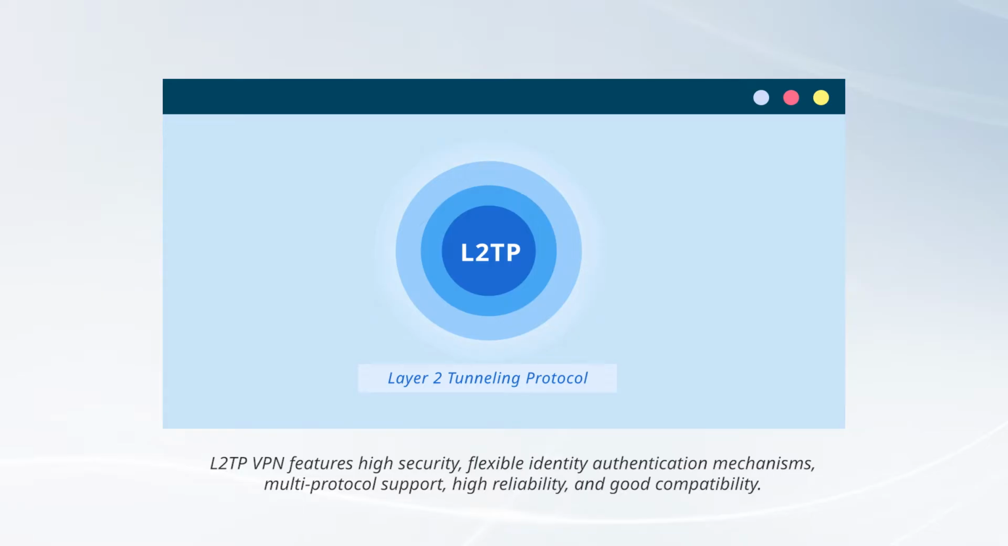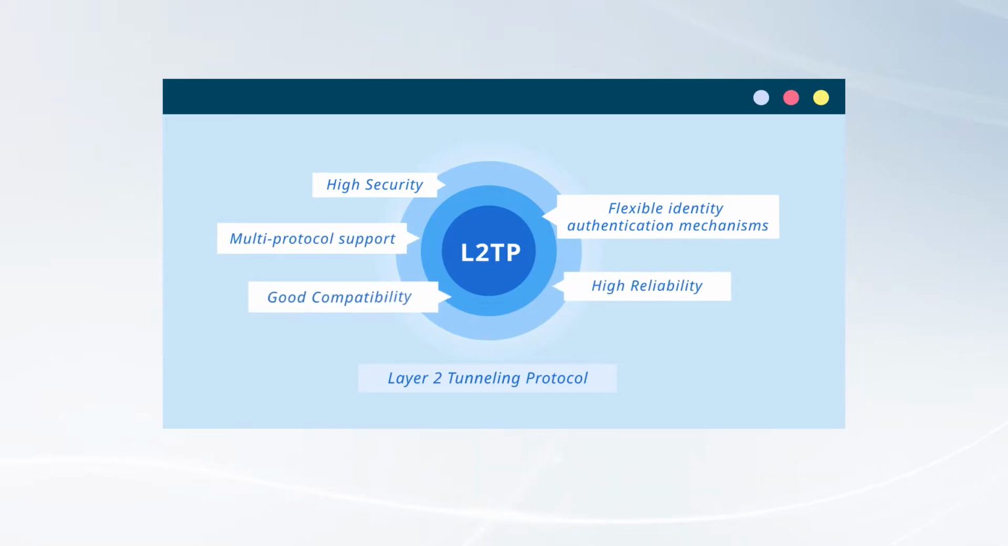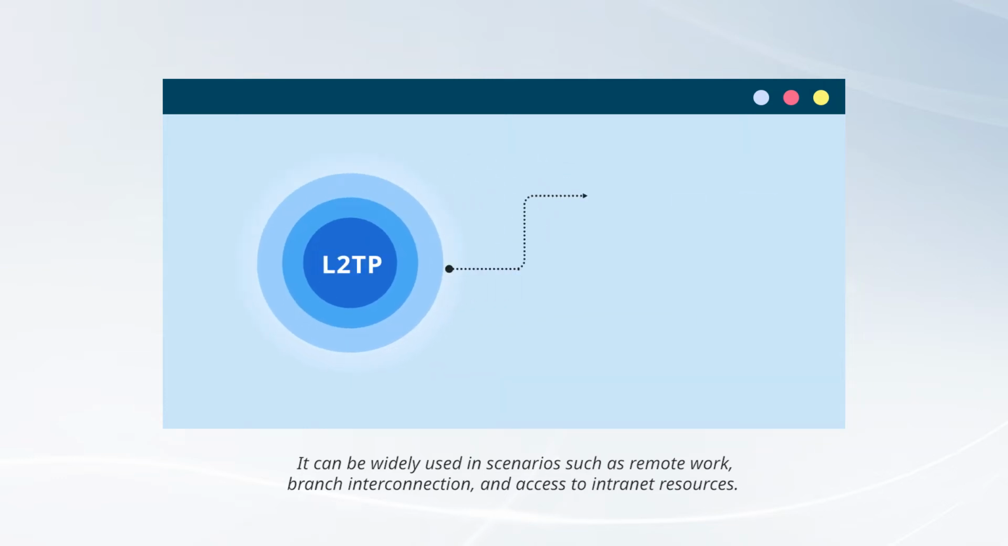L2TP VPN features high security, flexible identity authentication mechanisms, multi-protocol support, high reliability, and good compatibility. It can be widely used in scenarios such as remote work, branch interconnection, and access to intranet resources.